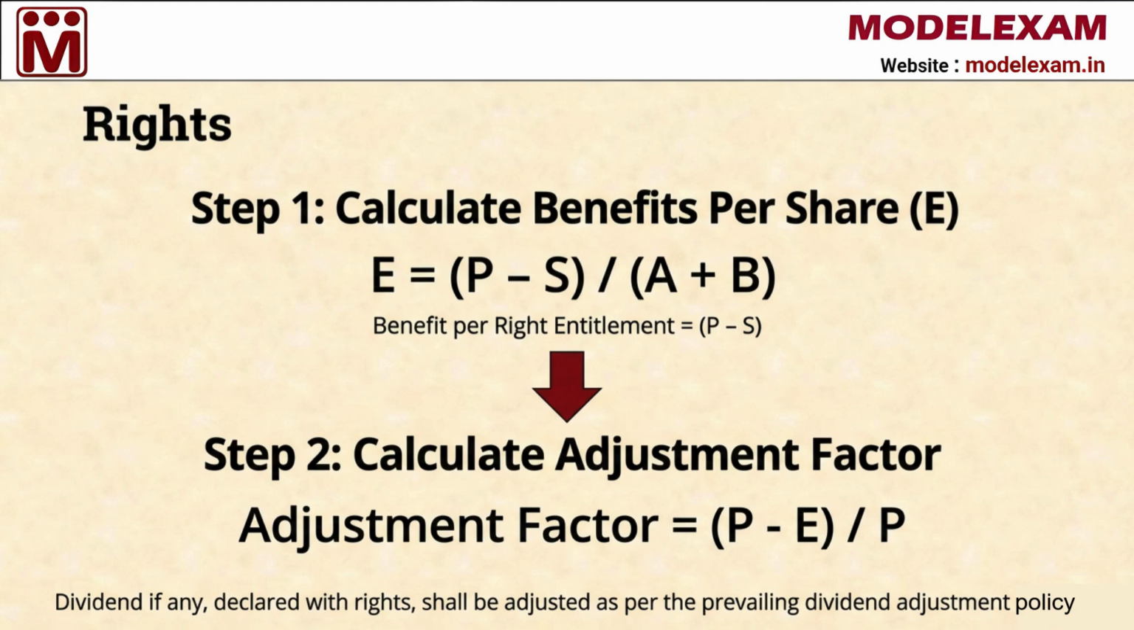To adjust for rights, we follow a two-step process. First, we calculate the benefit per share, which we call E. We find this by taking the market price P minus the issue price S and then dividing that result by the total entitlement of A plus B. In the second step, we find the final adjustment factor by taking the market price P minus the benefit E and then dividing that whole amount by the market price P.